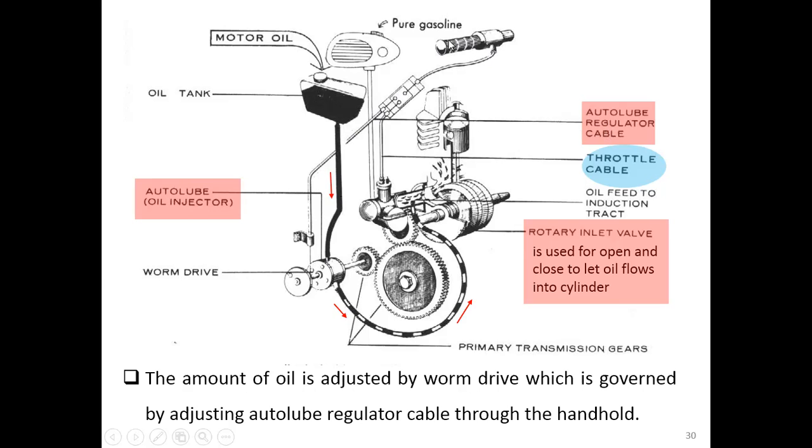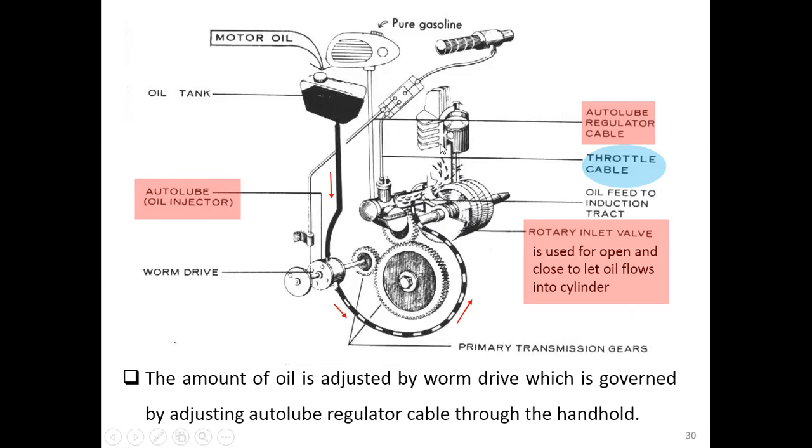By twisting here, you regulate the tension here, and the amount of tension will control the amount of oil that will flow into the engine. And when it flows in here, it will flow through this rotary inlet valve that will open and close to let the oil flow into the cylinders.